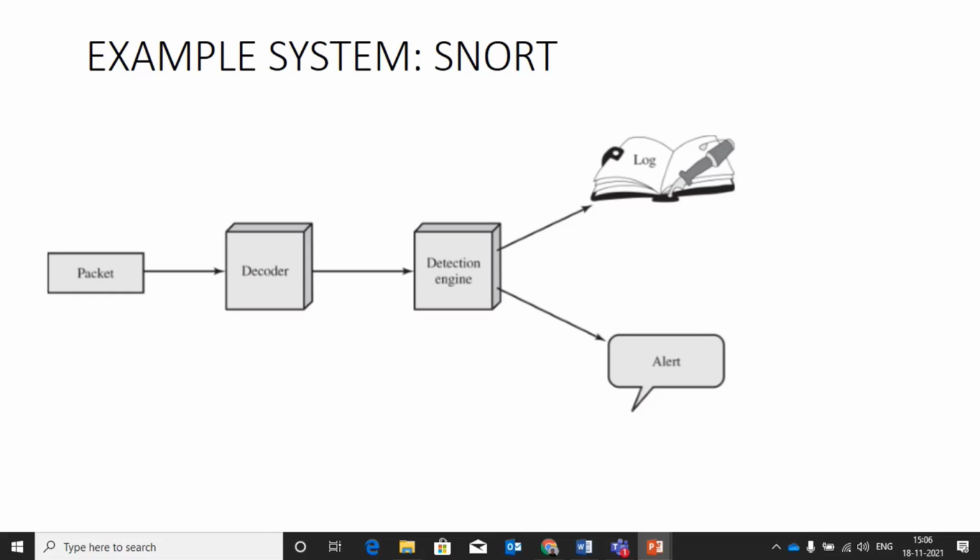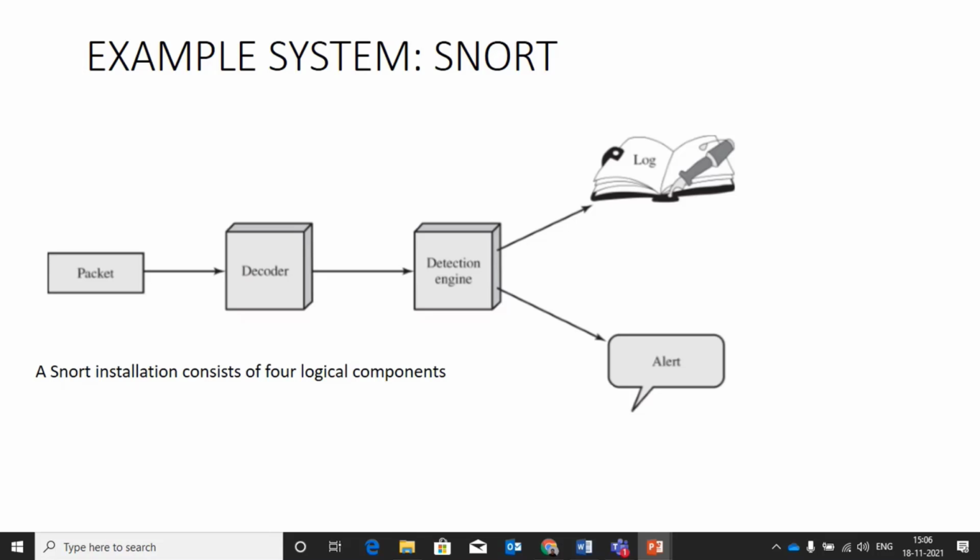And if we want to understand the working of the IDS, there is a very effective case study of Snort. Snort is a kind of IDS which is open source. So a Snort installation consists of 4 logical components. We will discuss each one.